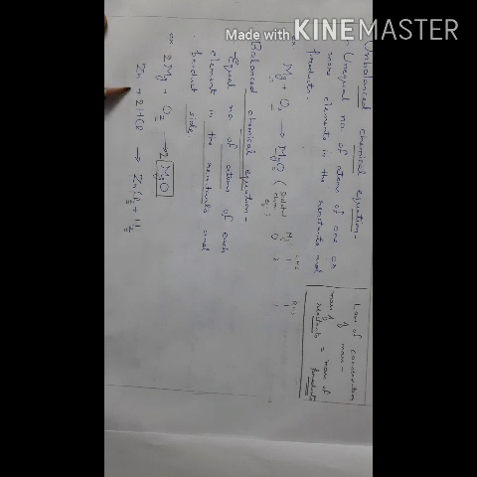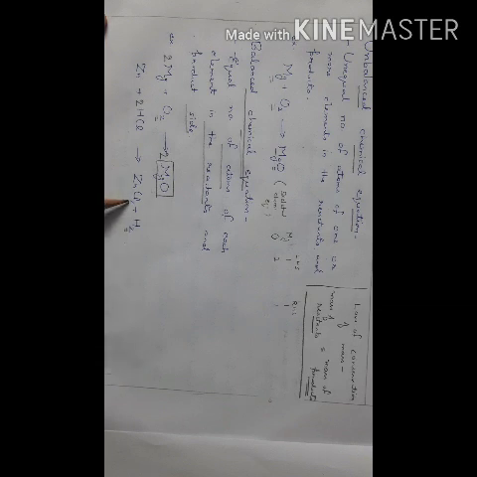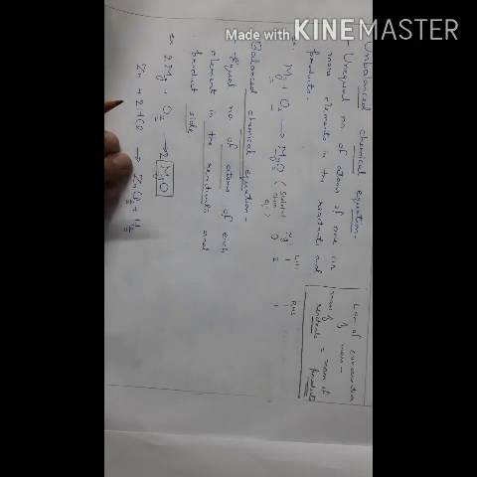Another example: zinc plus dilute hydrochloric acid gives zinc chloride with the evolution of hydrogen gas. The right hand side contains 2 atoms of chlorine and 2 atoms of hydrogen. So to balance this, in front of HCl I write 2, and now the equation is balanced.